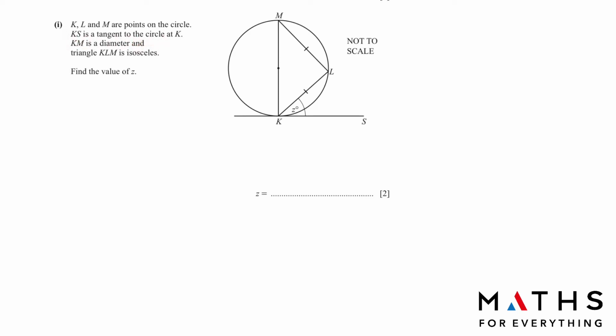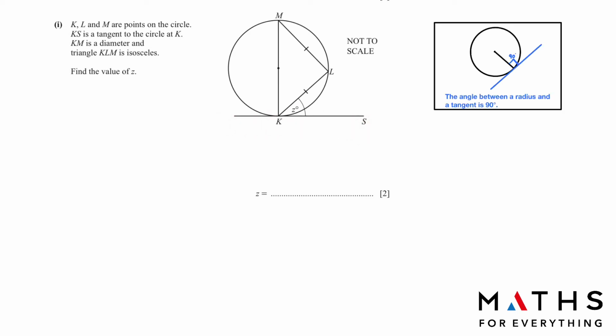What does that mean? Tangent to the circle means it touches the circle at one place. One of the circle theorems is the angle between the radius and the tangent is 90 degrees. So this is our radius. Therefore, this angle here is 90 degrees. The second, we have KM is a diameter, so the angle opposite the diameter is equal to 90 degrees. So this is 90 degrees.